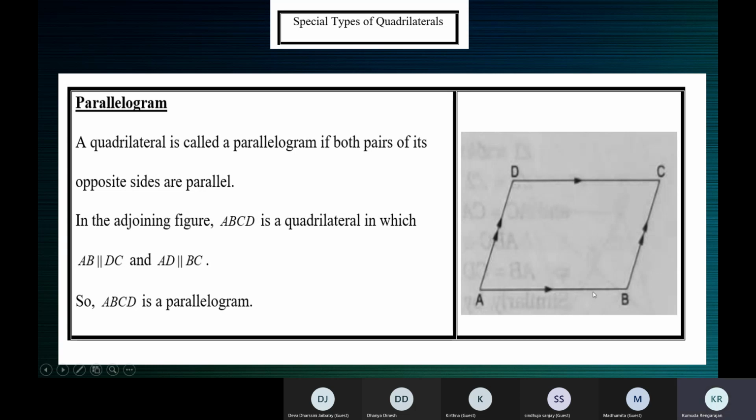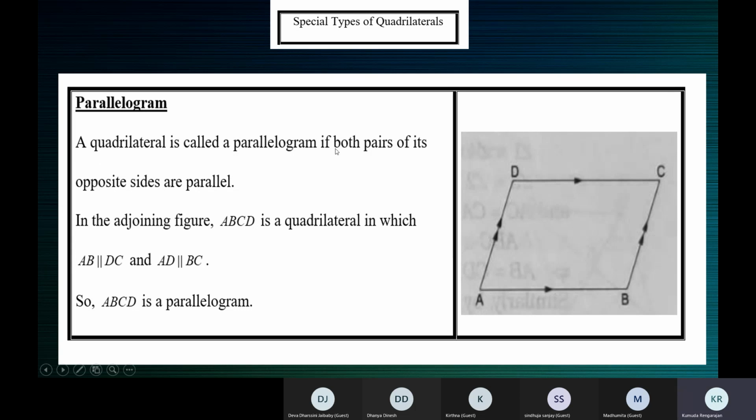If in quadrilateral ABCD, opposite sides are parallel, if supposing you know that AB is parallel to CD and AD is parallel to BC, see, ABCD is a quadrilateral, and if in this quadrilateral the opposite sides are parallel, then it's a parallelogram. You will find all the other properties of the parallelogram in this. That is what you see here.